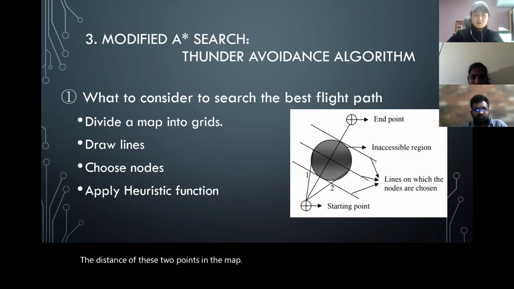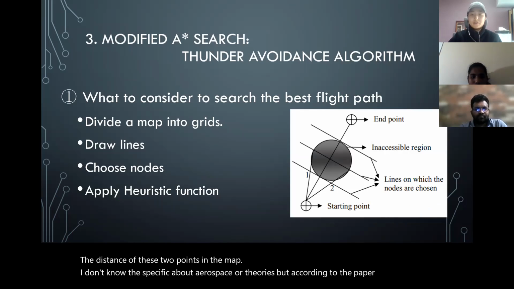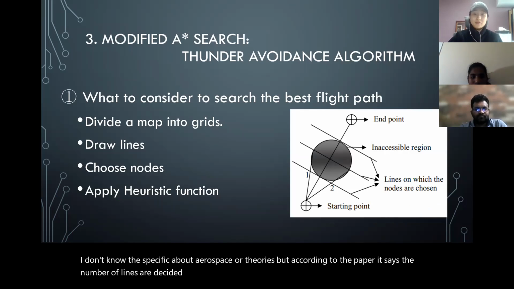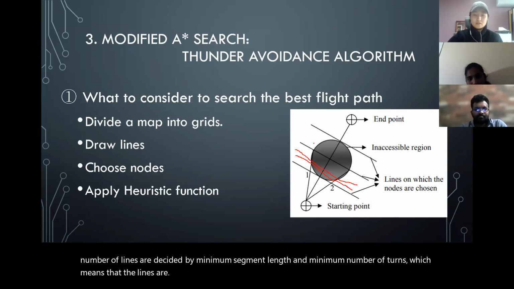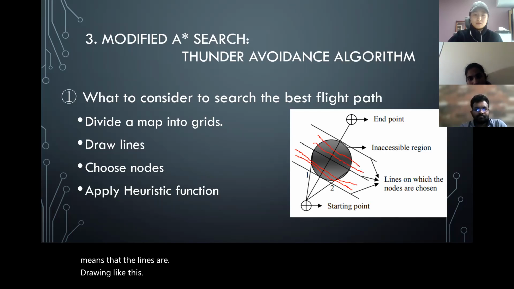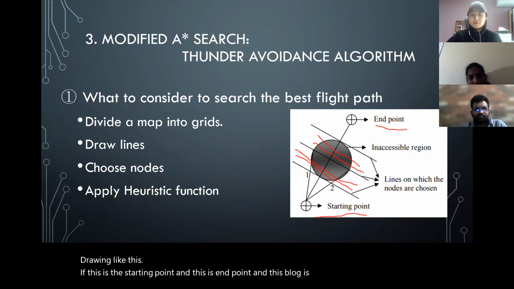I don't know the specifics about aerospace theories, but according to the paper, the number of lines is decided by the minimum segment length and the minimum number of turns, which means that the lines are drawn like this. If this is the starting point and this is the end point, and this flag is an inaccessible region, like a dangerous region.